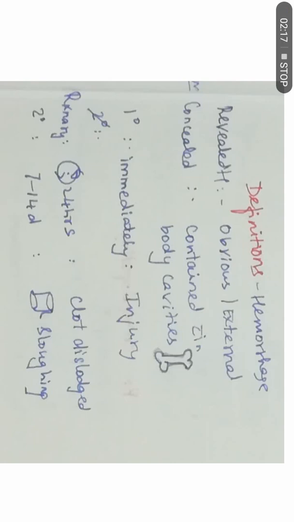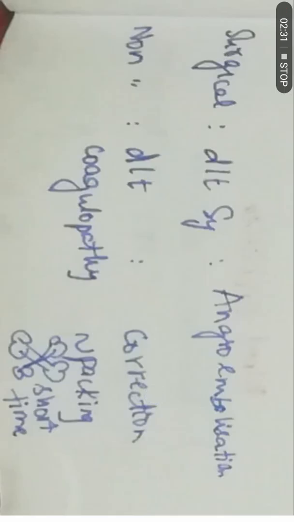So the primary hemorrhage is due to injury. The reactionary is due to a clot getting dislodged due to vasodilation, and a secondary hemorrhage occurs due to vascular sloughing following necrosis, pressure necrosis of the blood vessels, or malignancy. Moving on to the other classification, which is surgical and non-surgical. Surgical is due to surgery, non-surgical is due to coagulopathy. Surgical can be corrected by angioembolization. Non-surgical can be temporarily corrected by packing, but correction of coagulopathy is necessary.